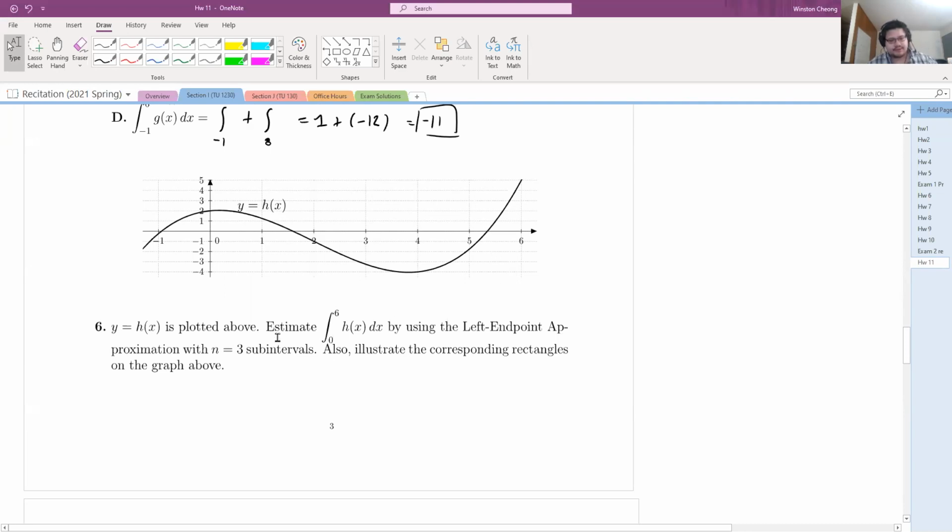Okay, the last one's number 6. So we have this idea of the left endpoint approximation. How do I want to explain this? There's an animation that you can imagine, or you could probably look up what a Riemann sum is on Wikipedia or YouTube or anything like that. The idea is that we approximate the area.